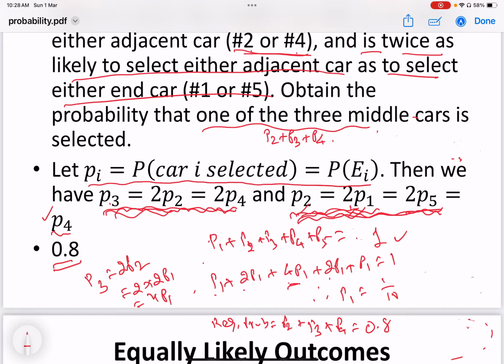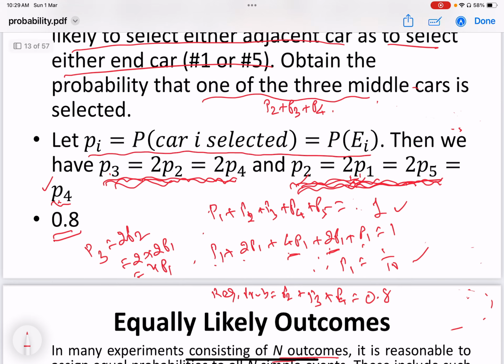So that is 4P1. Now P4 equal to 2P1, and 2P5 equal to P4. So 2P5 equal to 2P1. That means P5 equal to P1. So when you add everything, you will get P1 equal to 1 by 10.